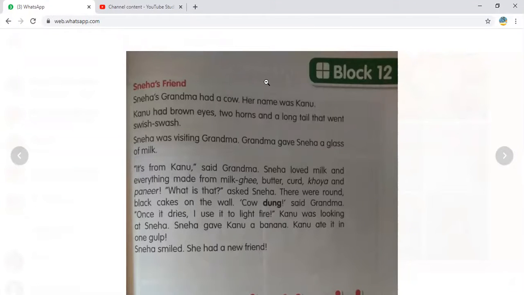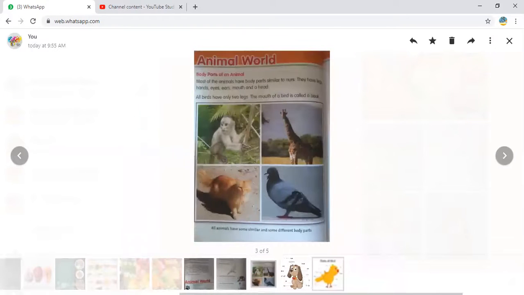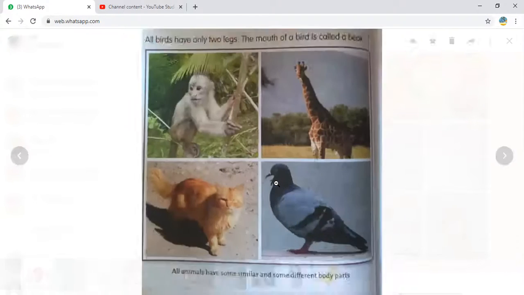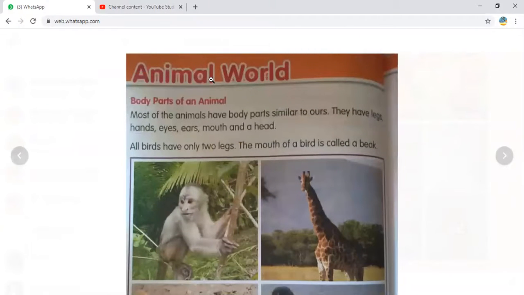I'm going to show you one more content image to get clarity. What is our block name? Animal world. It is block 12. Now we are going to see our today's topic. Animal world. Body parts of an animal. What are we seeing today? Body parts of an animal.